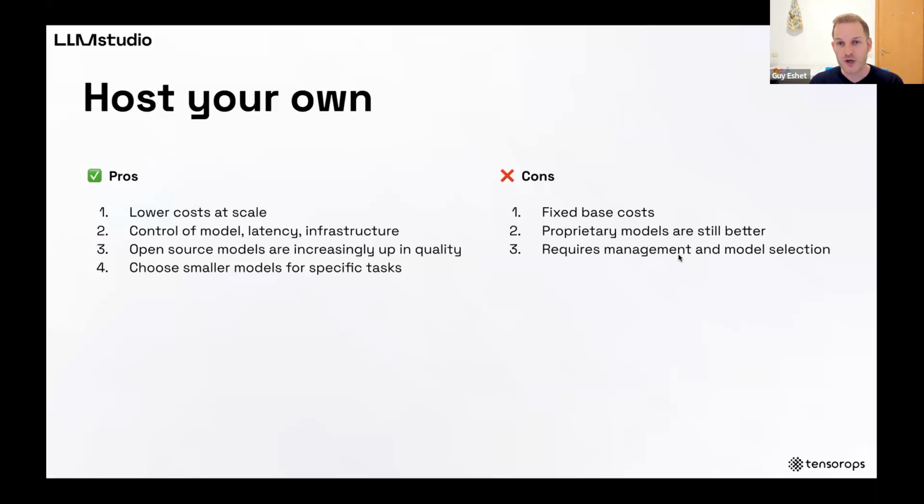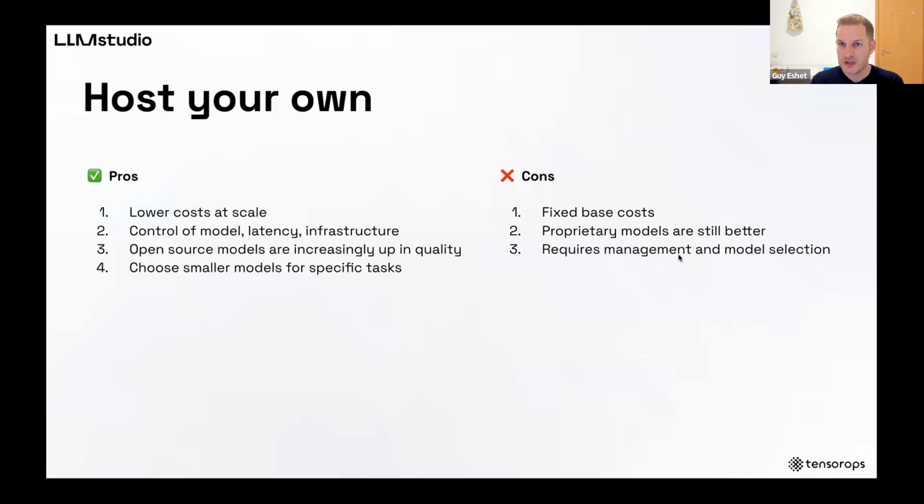And four, which is also very important in the unit economics of models, for some tasks you could choose a smaller model. Not all tasks need the best models. If you just want to choose an emoji for a sentence, or detect a language, you don't need the best LLMs. And sometimes you could use small open source models at scale that would serve your task, and this would be cheaper. Now, what are the cons of hosting your own models? First, you have a fixed base cost.